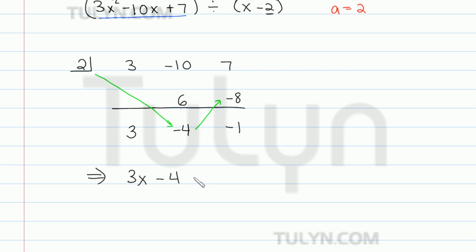And remember how we write the remainder: we put the remainder term in the numerator and then the divisor in the denominator. So this is the result of 3x squared minus 10x plus 7 over x minus 2 using synthetic division.